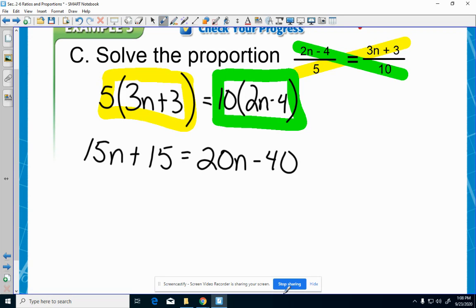Move your variables to one side. Does it matter which side you move them to? No, not really. Just move them to one side. Move your constants to the other side. Don't move them to the same side. That's really your only requirement.